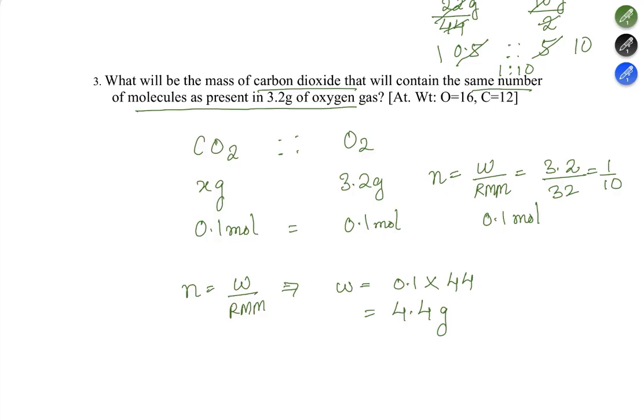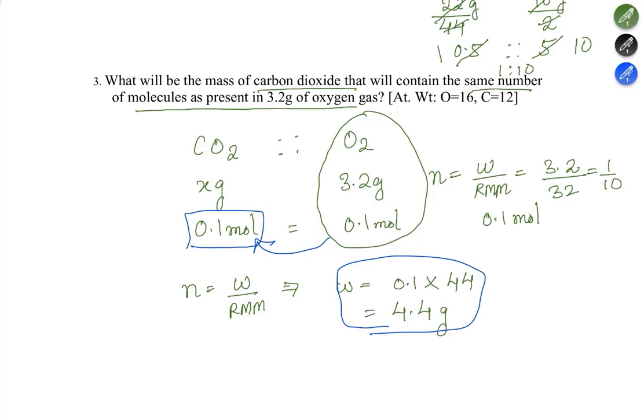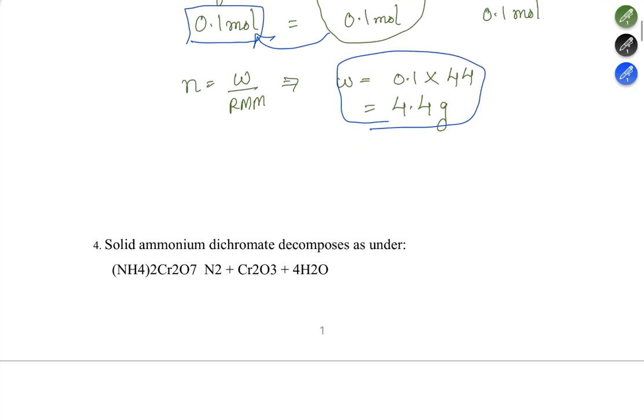In every question you have to see what quantity they have given, whether it is mole, mass, volume or number. You can compare each and every quantity based on their moles. So we can convert into moles and compare, and then we can get the answer in the unit they are asking. So what I have done here is converted the mass of oxygen into moles, and then as they have given, it is equal to the carbon dioxide. Once I know the carbon dioxide moles, I have converted this into grams of carbon dioxide. Okay, let's move to the next question.